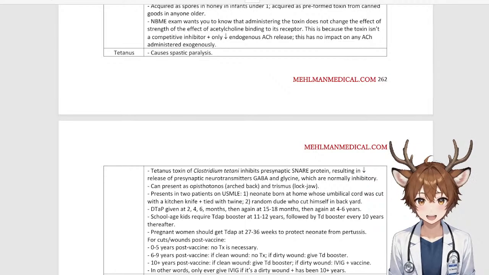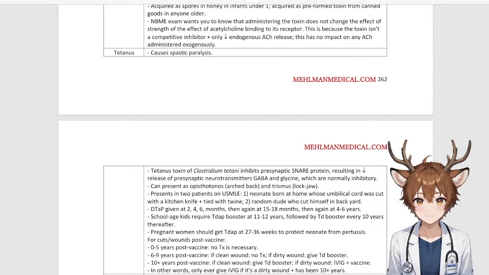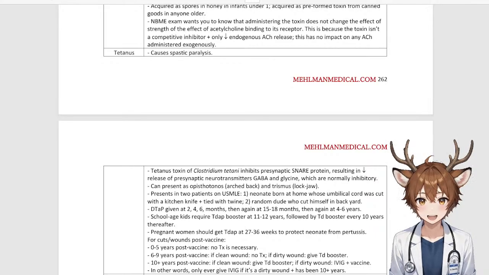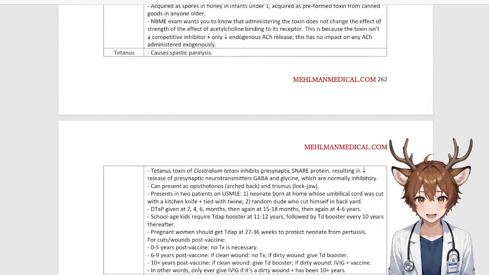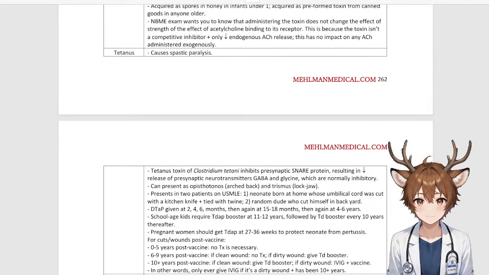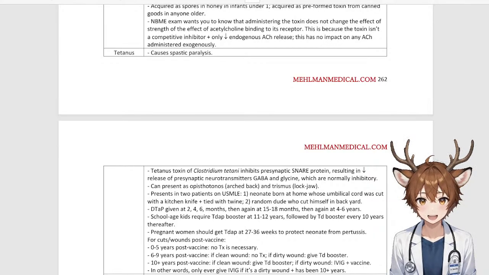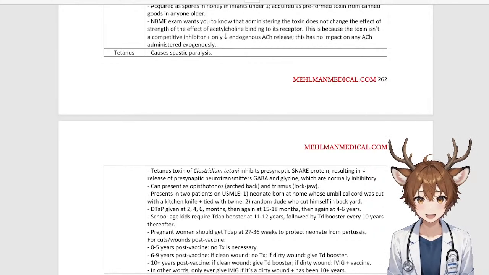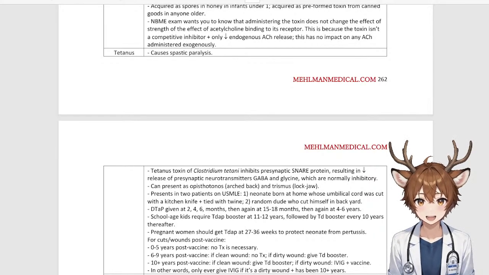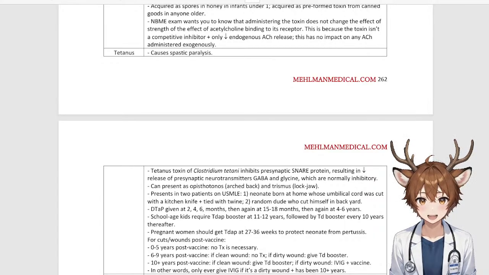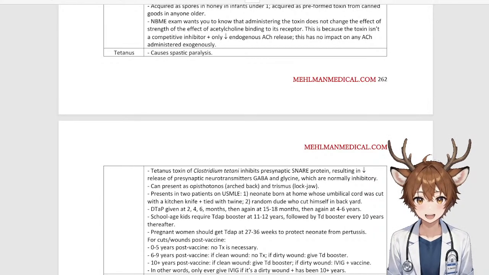For cuts/wounds post-vaccine, 0 to 5 years post-vaccine, no treatment is necessary. 6 to 9 years post-vaccine, if clean wound, no treatment. If dirty wound, give a Td booster. 10 plus years post-vaccine, if clean wound, give Td booster. If dirty wound, give IVIG plus vaccine. In other words, only ever give IVIG when it's a dirty wound and it has been 10 plus years.